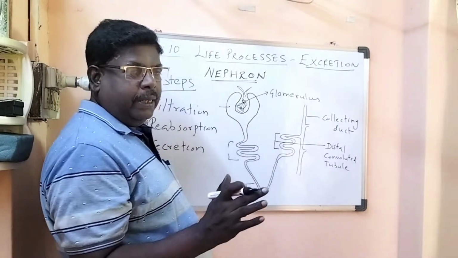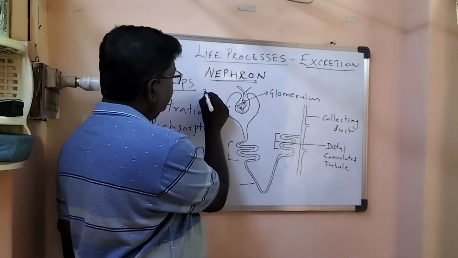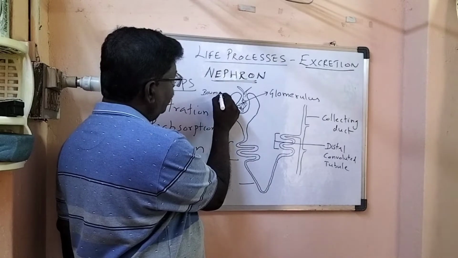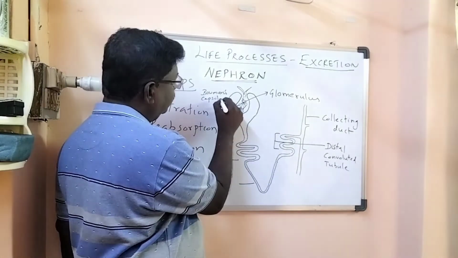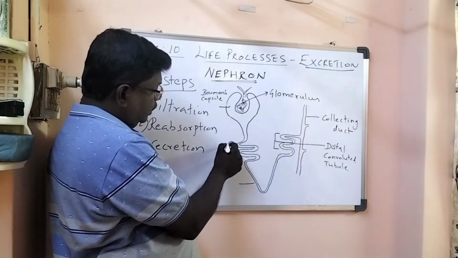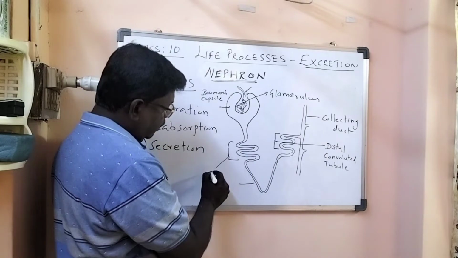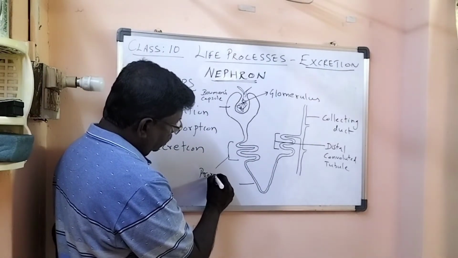It has five main parts. This cup-shaped structure is called Bowman's capsule, and this one is called the proximal convoluted tubule.